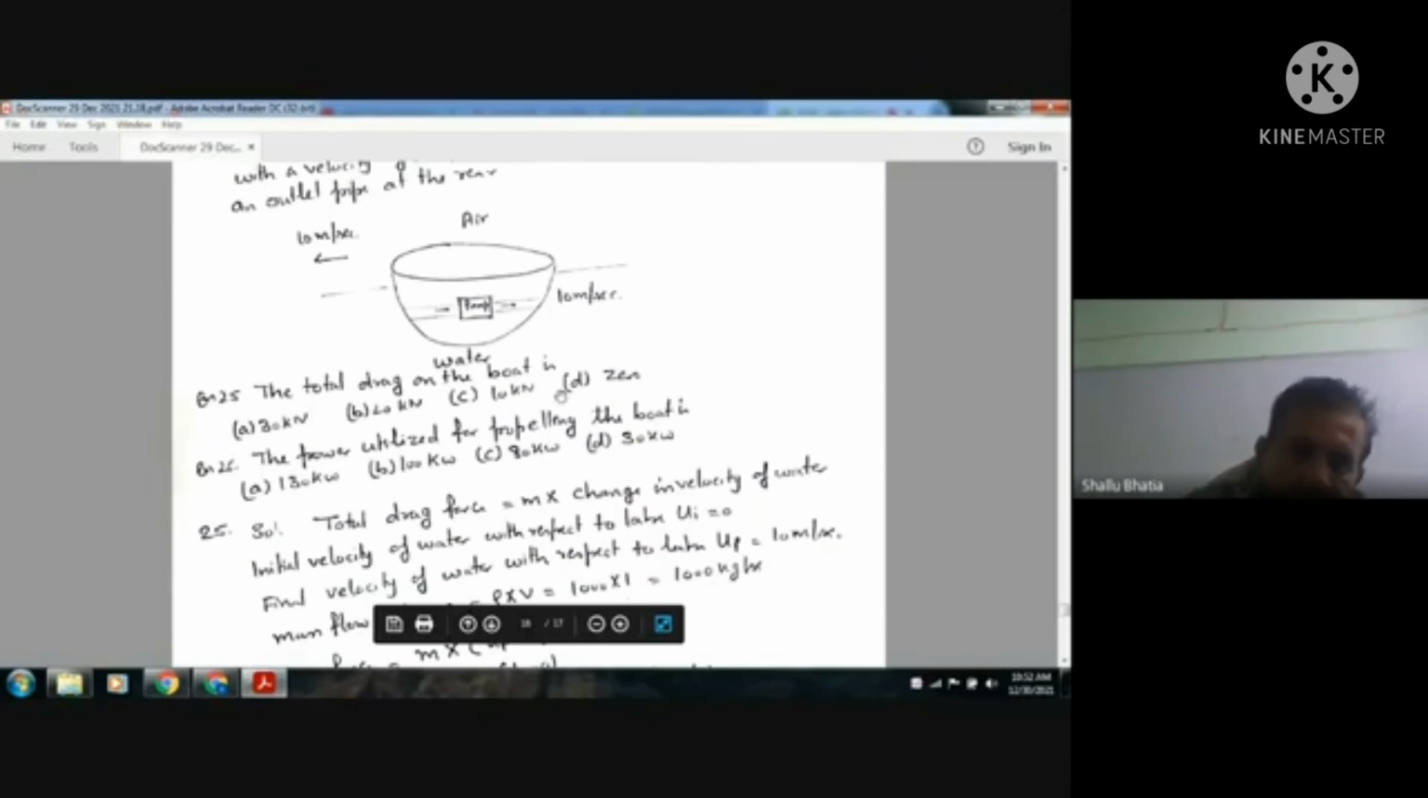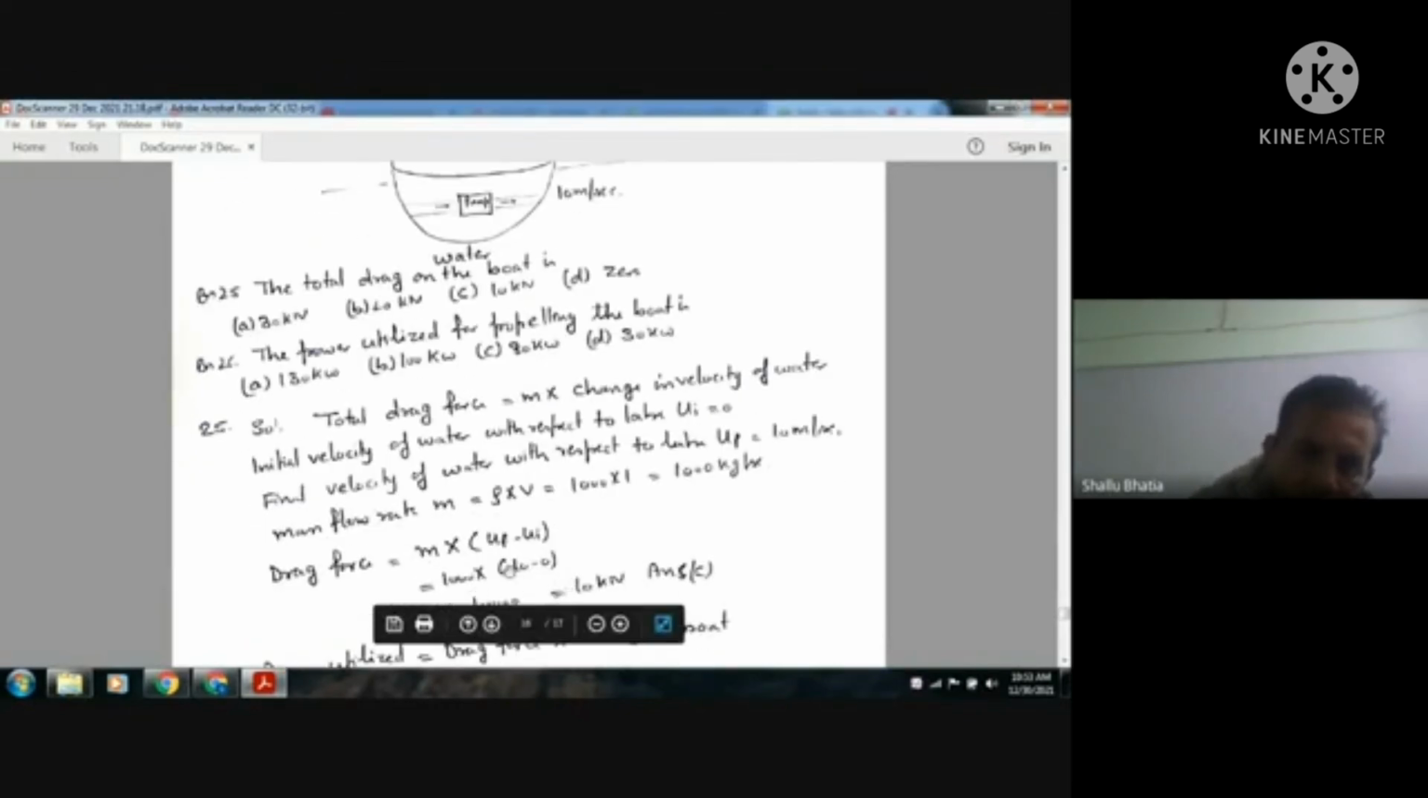Now, when the water is outside the boat, it is at zero velocity. When it is within the boat, it gets a velocity of 10 meter per second. So the change in velocity of water is just 10, and the mass flow rate is just 1000. When we multiply the change in velocity and the mass flow rate, we get the drag force. The drag force will be 10,000 newtons, or 10 kilonewtons.